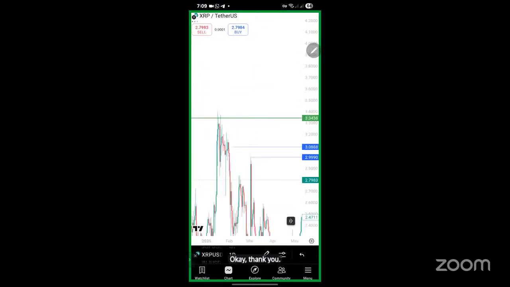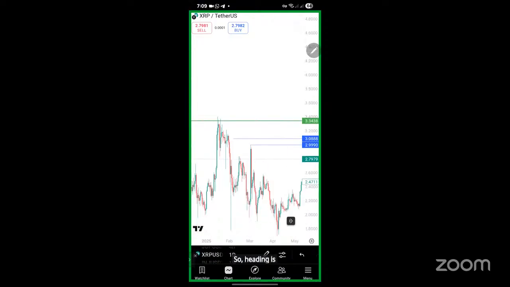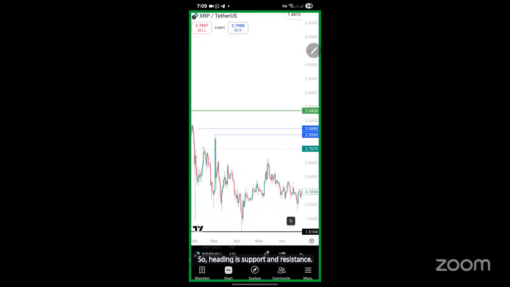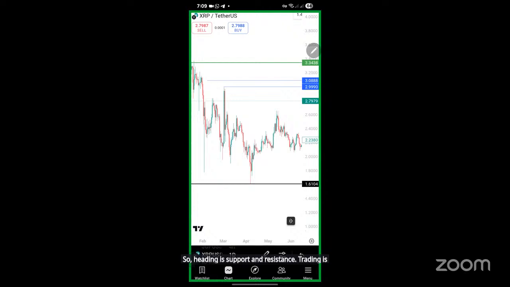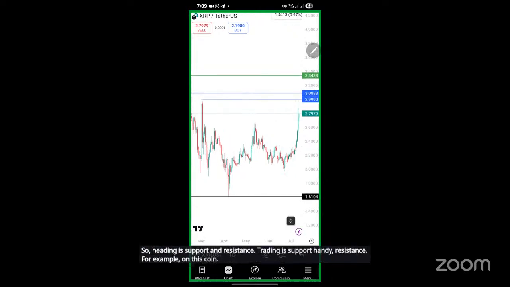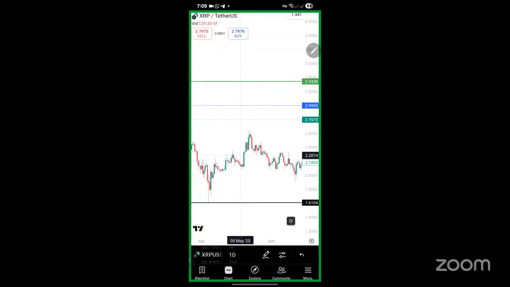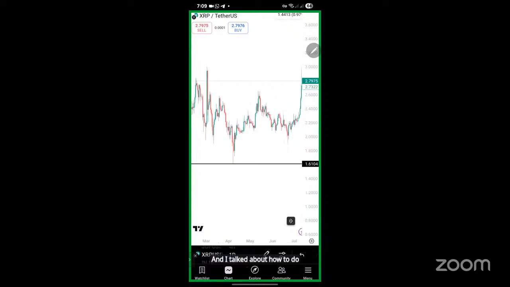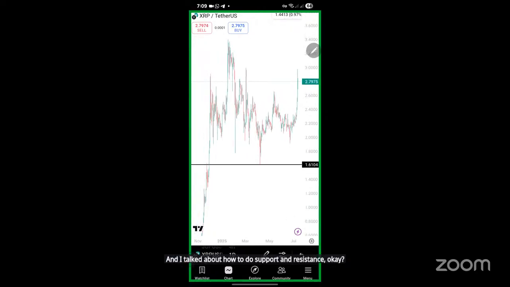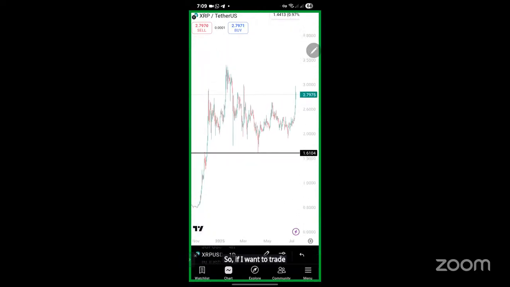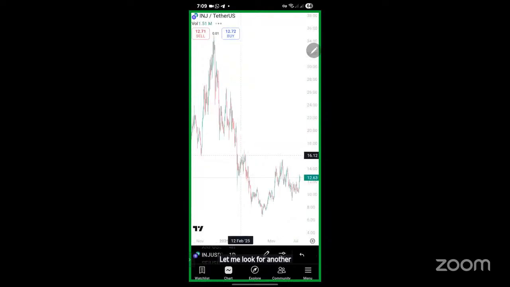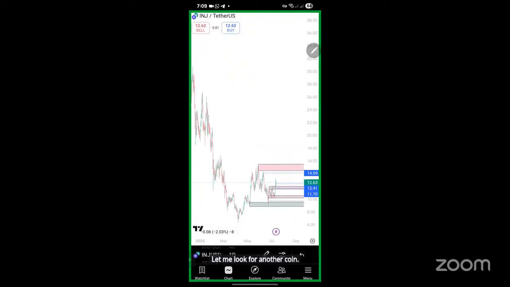So trading is support and resistance. For example, on this coin, I talked about how to do support and resistance. Okay. So if I want to trade like this coin, but it has been parabolic too much, let me look for another coin that still has space.